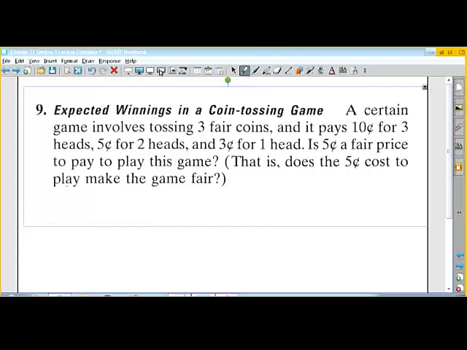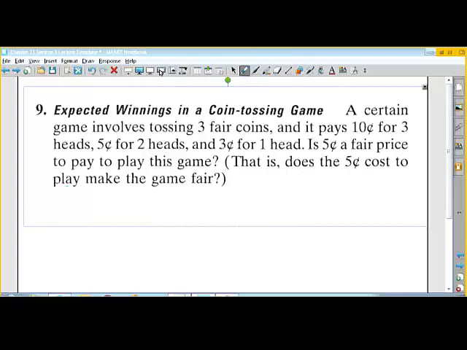What does fair price mean? Well, a fair price would mean that your expected value is the same as the amount that you paid. So over the long run, you would win as much as you lose. Well, yeah, it wouldn't be much of a game. But yeah, that's right.